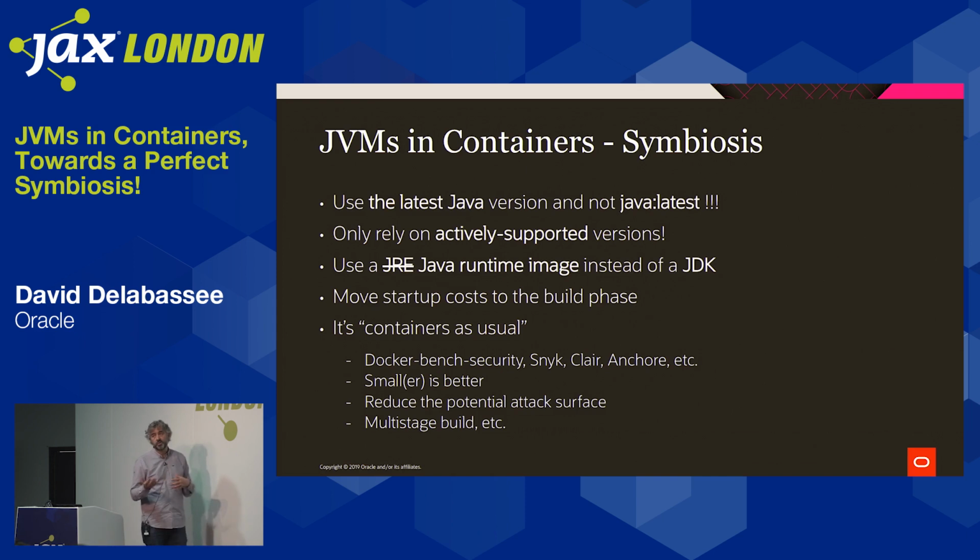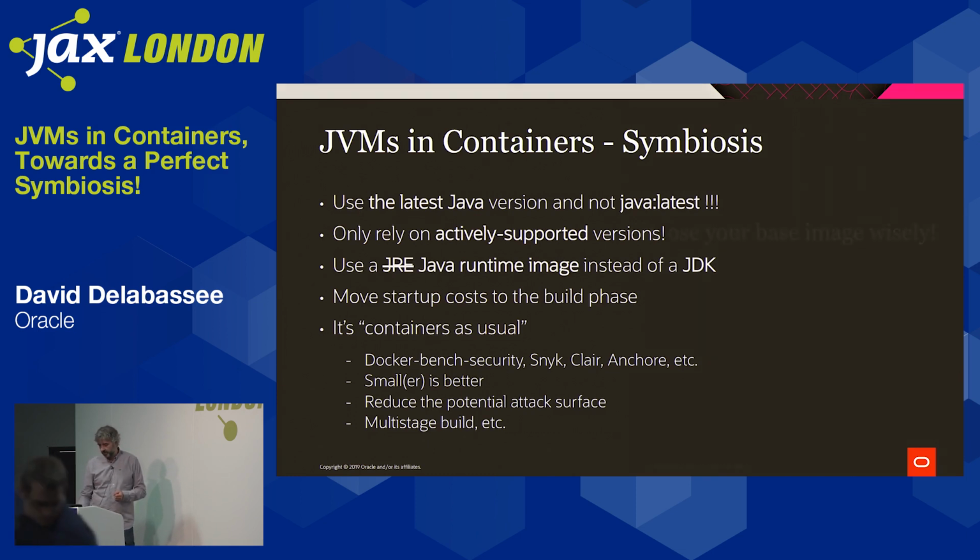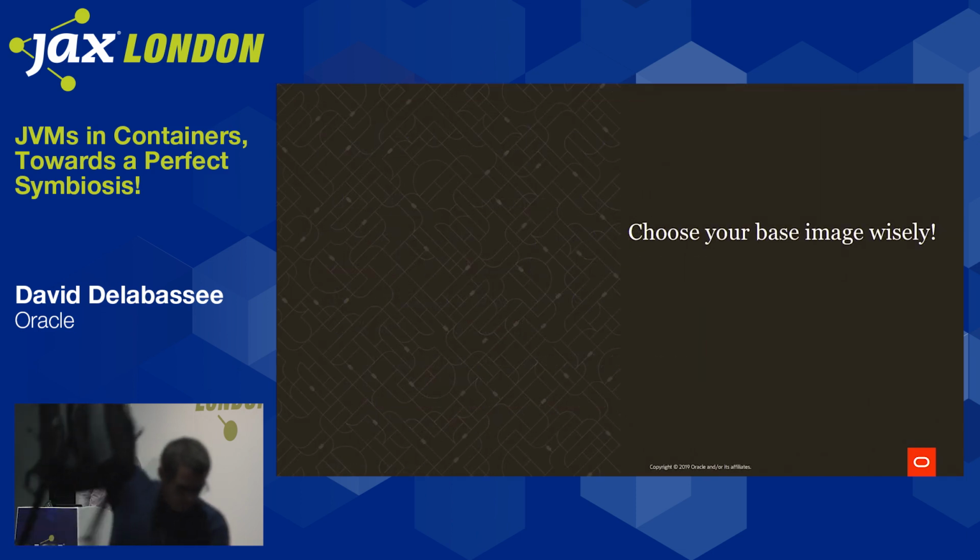Try to move the startup cost to build phases. Typically, with Graal, building a native image is expensive. So that's something that you will do during the build. And then it's container as usual. So it's all the good practices that you should follow, regardless of which language you are using, that also apply for Java. So I will just conclude with that.